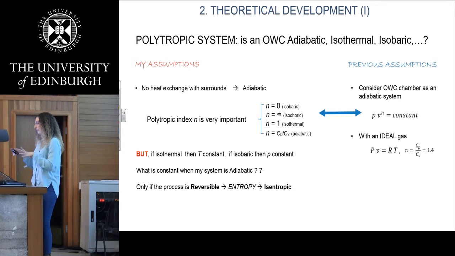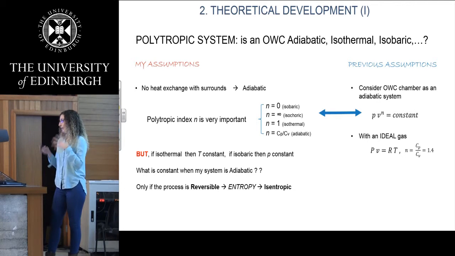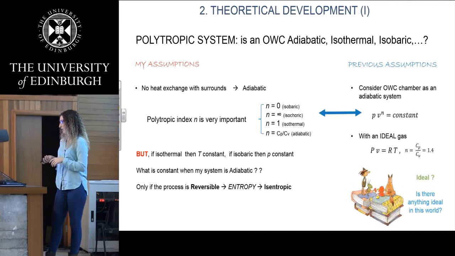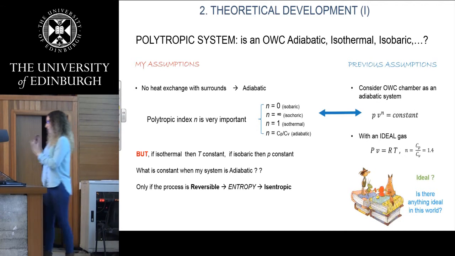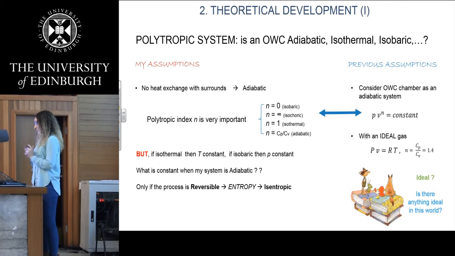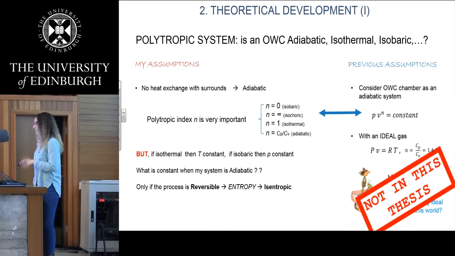So we need to make another consideration, and this is reversibility. Then we can say that entropy is constant. My OWC can be considered reversible if we study the OWC as independent cycles of waves. So the only point where the previous authors and I differ is the idealization of the gas. And my question is, is there anything ideal in this world? Well, probably, but not in this thesis. So let's go.